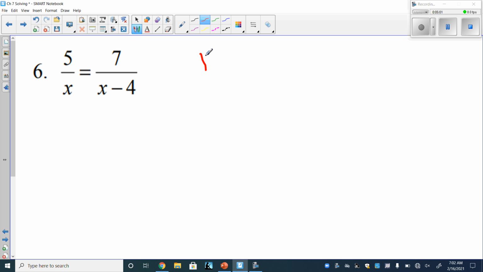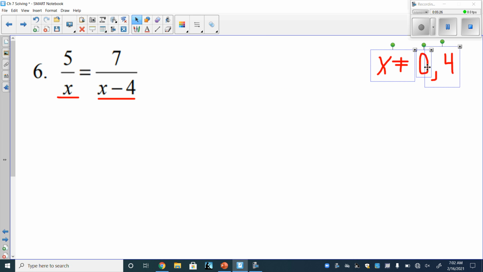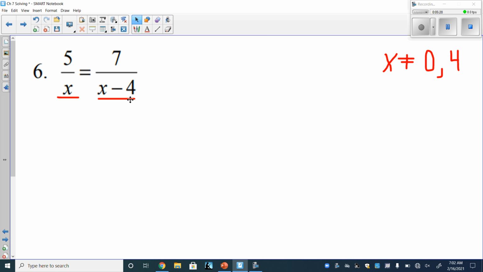If we want to see what our restrictions are, for the first one, 5 over x, x cannot be 0, because 5 over 0 will not work. We would have 0 in the denominator. And for x minus 4, the value of x cannot be 4, because 4 minus 4 would be 0. So our two restrictions would be 0 and 4. If we get 0 or 4, it would not be a solution.